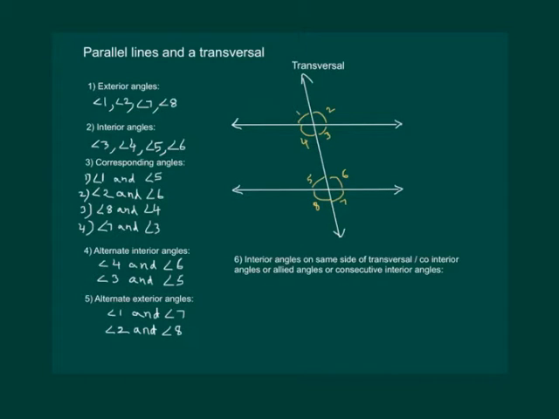And lastly, we have interior angles on the same side of the transversal, which are also called co-interior angles or allied angles or consecutive interior angles. In this figure, angle 4 and 5 are co-interior angles. Similarly, angle 3 and 6 are co-interior angles as they are occurring on the same side of the transversal.